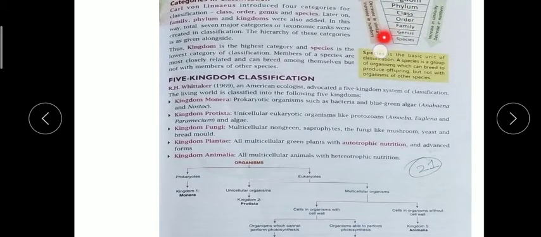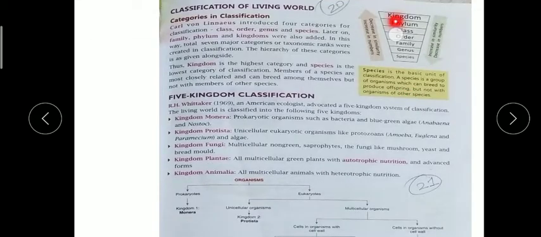Afterwards, he also included 3 more: family, phylum and kingdom. So total here are 7 categories. You can see in the diagram also: species, genus, family, order, class, phylum and kingdom. Species is the lowest one, and the kingdom is the highest one.